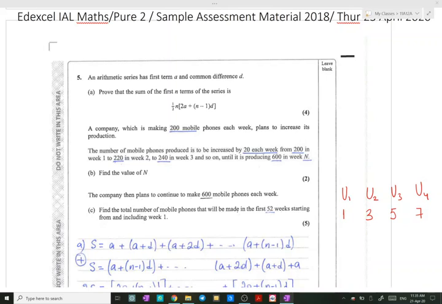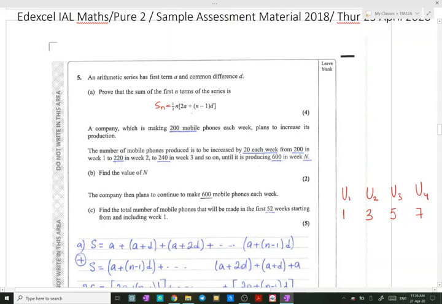Number 5 is taken from the Edexcel International A-Levels Maths Pure 2 paper sample assessment material. An arithmetic series has first term A and common difference D. Prove that the sum of the first n terms of the series is given by this formula. So Sn is equal to this formula, and we need to derive it, or we need to prove it.